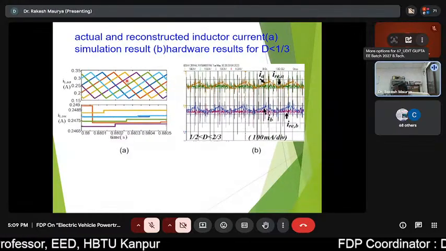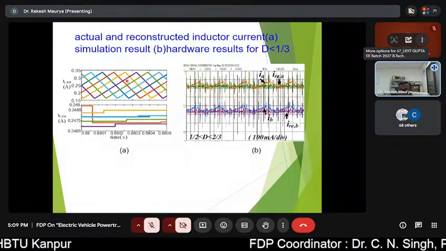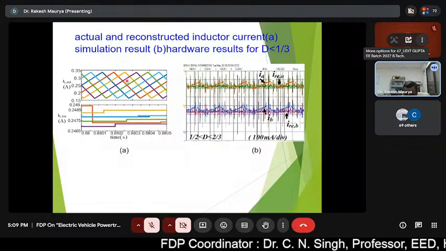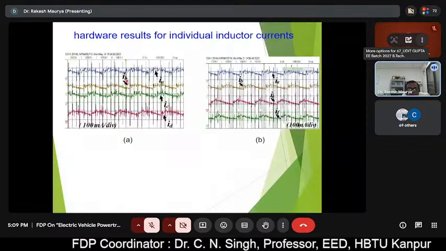So what is the time now? So these are the few currents.